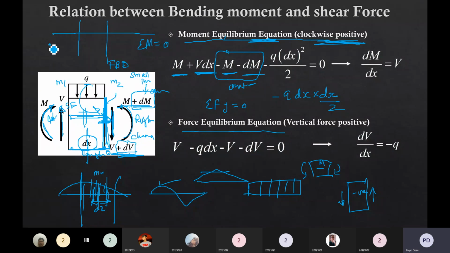Because there is no force here. There is no distance, so if this is a force, this force will never create any moment at this point. There is no distance available, right? There is no perpendicular distance available for this particular force, that is V plus dV. So what we do, the total moment equilibrium equation is written this way and then we simplify.